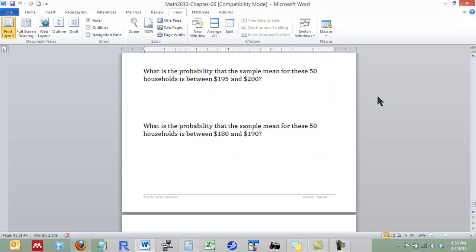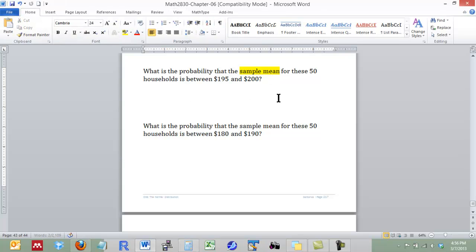So let's say we want to know what is the probability that the sample mean for the 50 households is between 195 and 200. So again, this is a sample mean. That is your keyword there. If it's a sample mean, then our z-score is going to have that standard deviation of sigma over root n in the bottom. So let's try to write this out yourself and then come back and check.